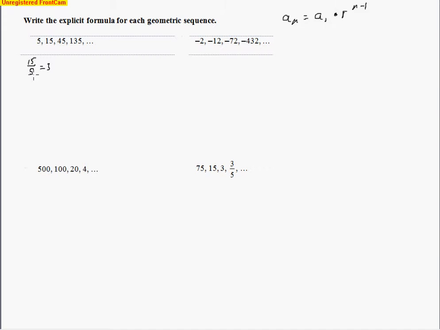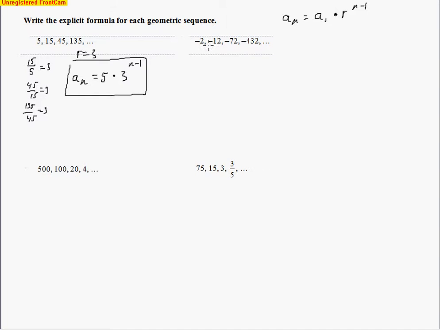So let's check and see if that works with all of them. 45 over 15 makes 3. 135 over 45, yeah, that makes 3. So it looks like the common ratio is 3. So to write the formula, we just write AN equals the first one, the initial value 5 times by the common ratio 3 to the n minus 1. That's it. That's all you have to do.